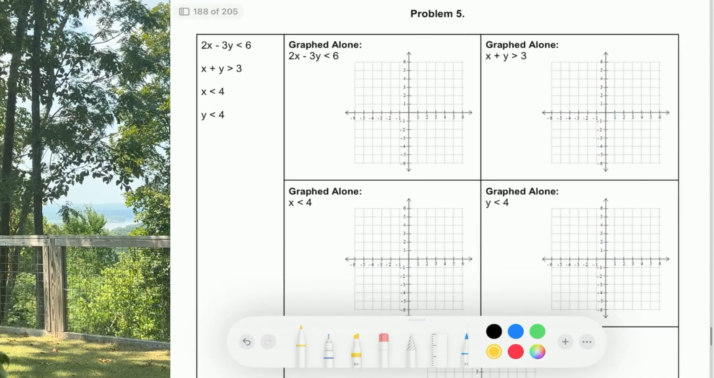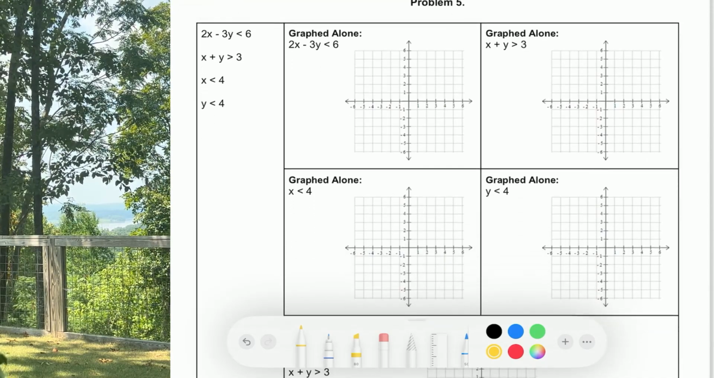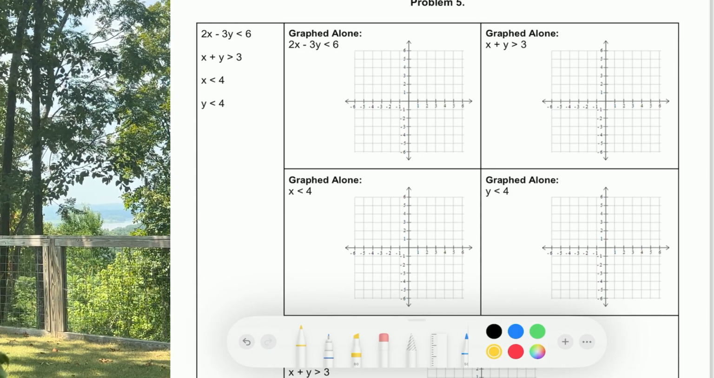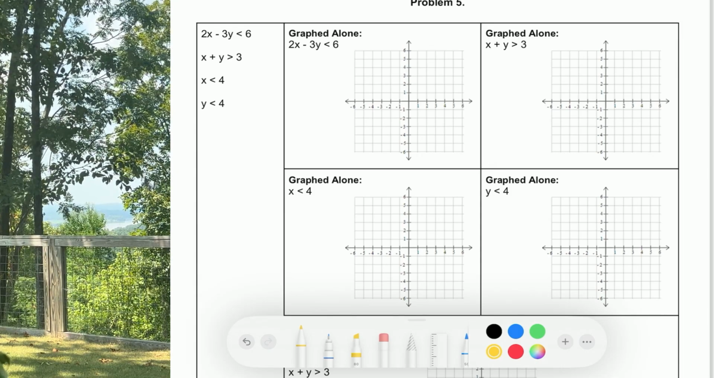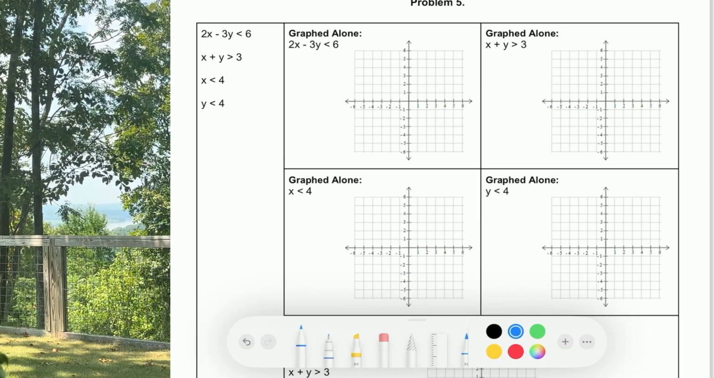Well, now that we've done 3 lines, how about for our last problem, we do 4 lines? So it's not going to be any more difficult. It's going to be the same process. We're just going to have 4 lines with shading this time instead of 3. So let's go ahead and start with our first one.